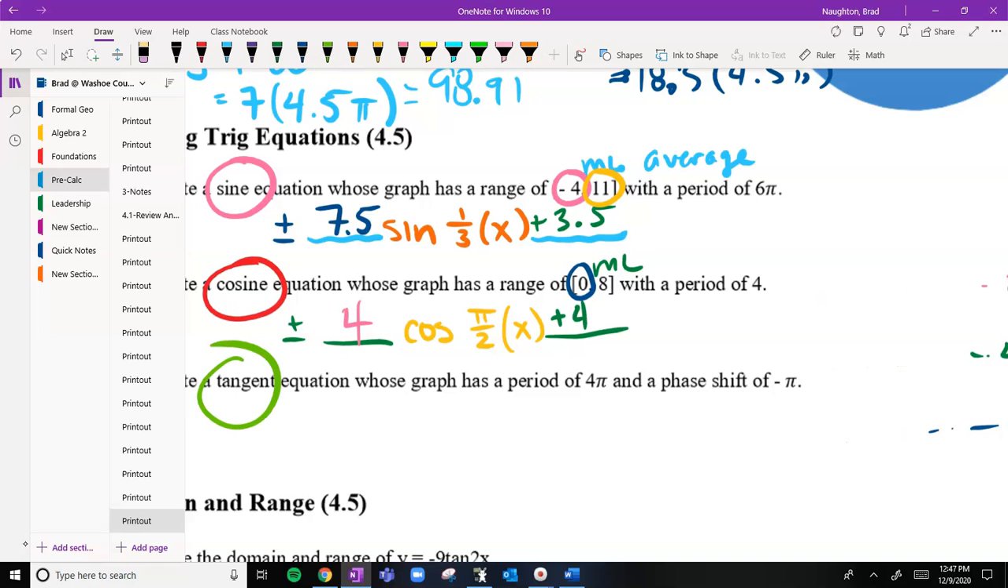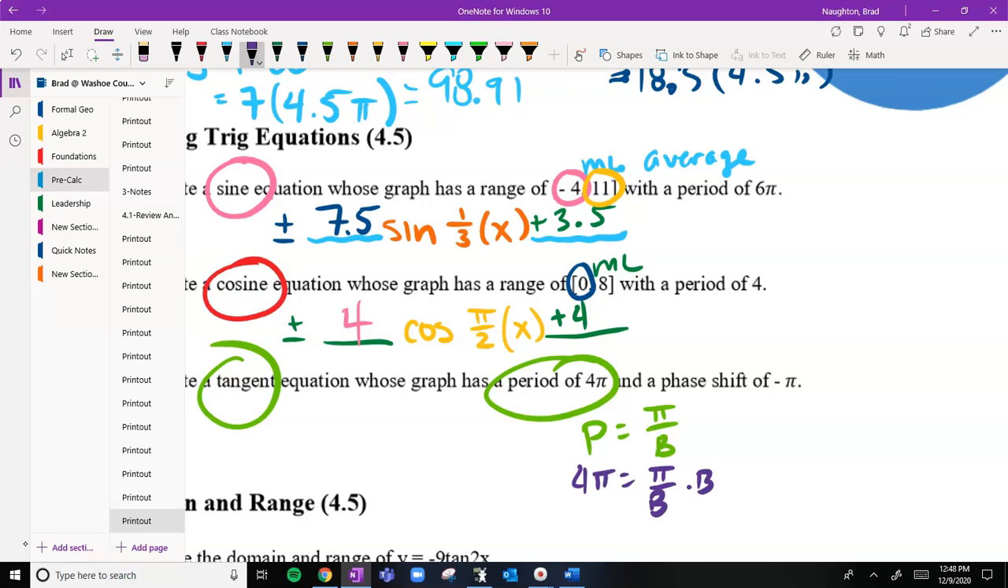Tangent is a smidge different, but it starts out pretty much the same. So I'm going to look at my period. Now here's where it's different. So period for tangent is pi divided by b. So if this is going to be a 4 pi, it's equal to pi divided by b, multiply both sides by b, so that cancels, and we're going to get 4 pi times b is equal to pi. Divide both sides by 4 pi, and we're going to get b is going to be 1/4.